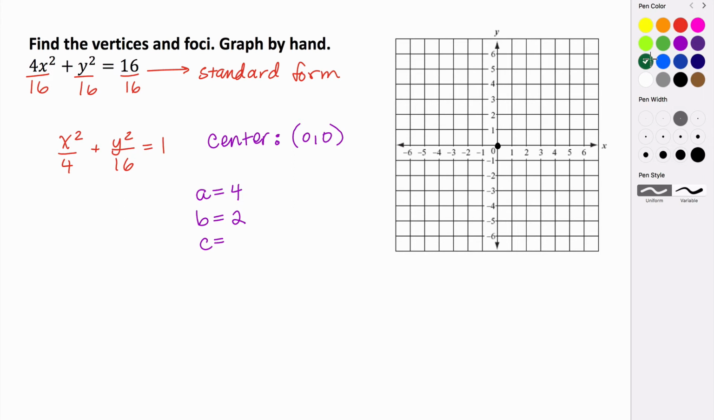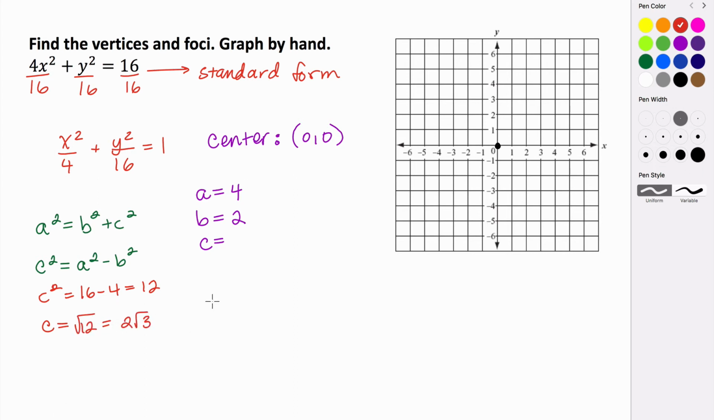We know that A squared is equal to B squared plus C squared. And then we want to find C, so just manipulate this equation, which tells us that C squared is equal to A squared minus B squared. So that's going to be 16 minus 4, which is 12. So that's C squared. So that means that C is the square root of 12, which is 2 rad 3. So this is C, 2 rad 3. So now let's plot all these points.